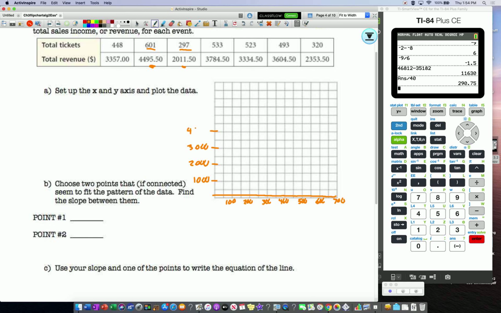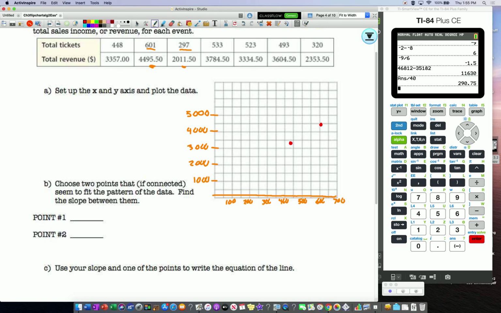I have to go up to at least almost 5,000. So now I'm going to graph each of these points. I'll use a slightly different color here, red. So 448, so close to 450, up to 3357. I'm going to estimate where that point is. 601, almost 4,500, so about right there.